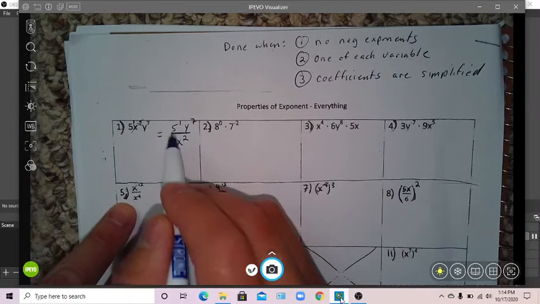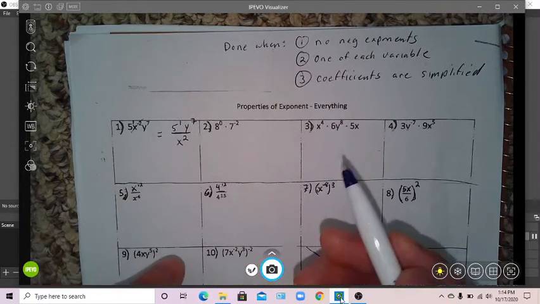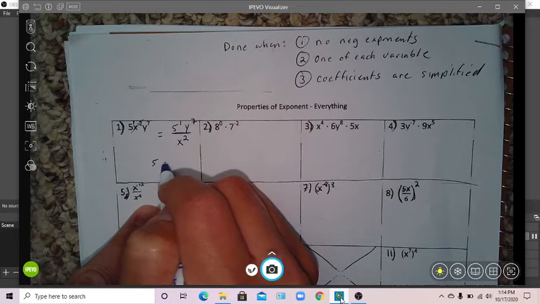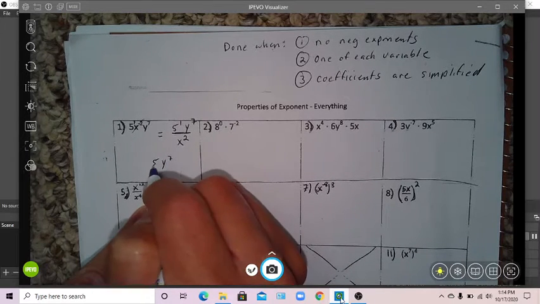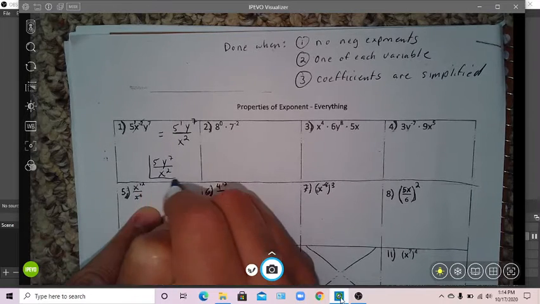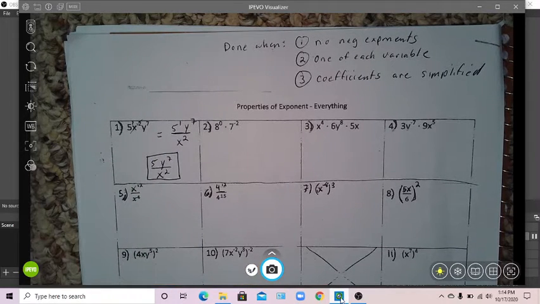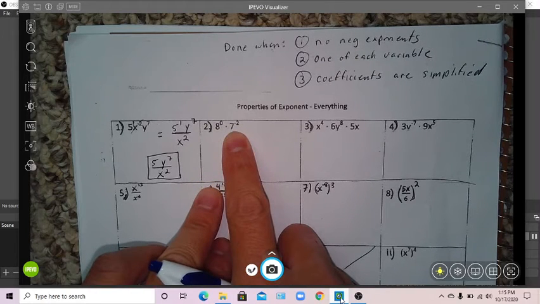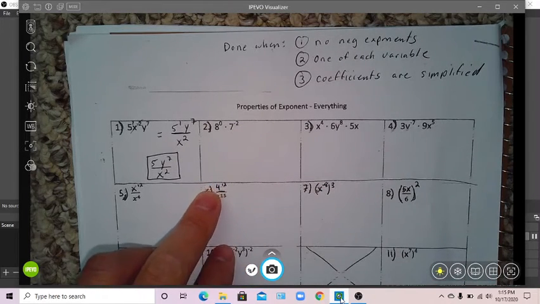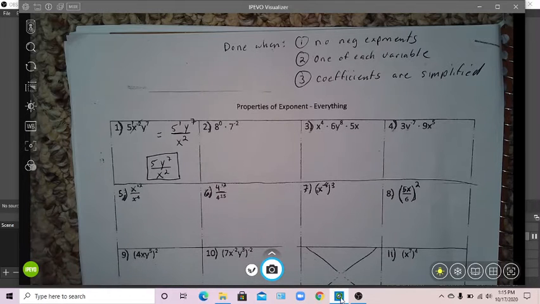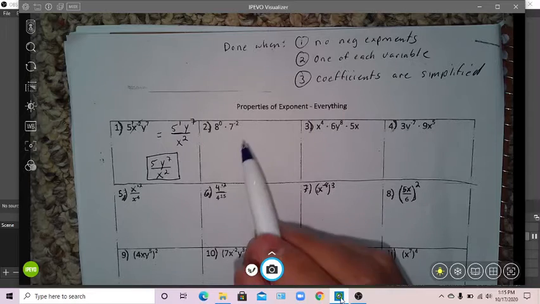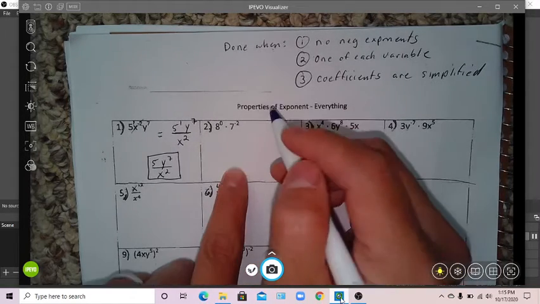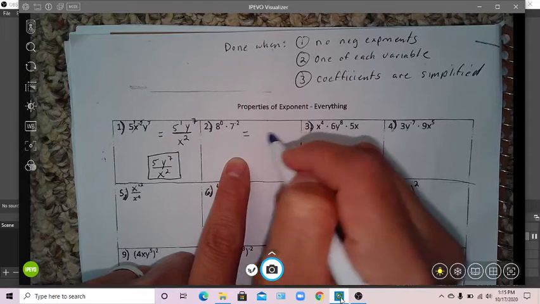If I want to rewrite it without the 1 on the 5, because 5 to the 1 is just 5, I would rewrite it as 5y to the 7 over x squared. Again, anytime you see a negative exponent, you're going to rewrite it as a fraction. Let's look at this next one. This one has another negative exponent, so I'm going to rewrite this as a fraction.